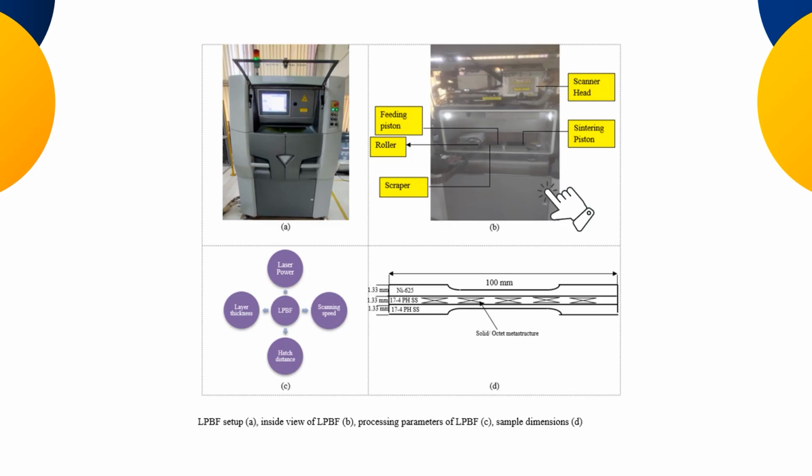This is the scanner head, sintering piston, feeding piston, roller, scraper, etc. So these are the parameters that I normally play with: laser power, scanning speed, hatch distance, layer thickness. These basically we control for the laser powder bed fusion process. So here I am using the comparison of solid and the octet metastructure.